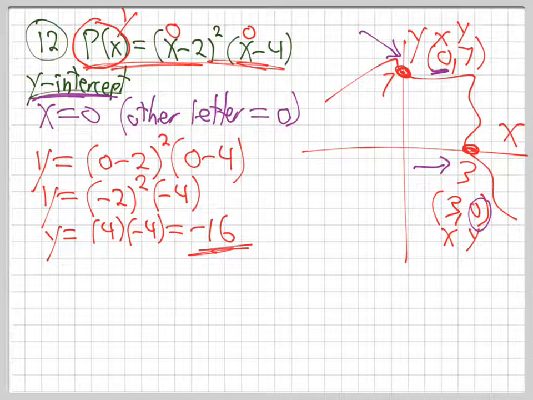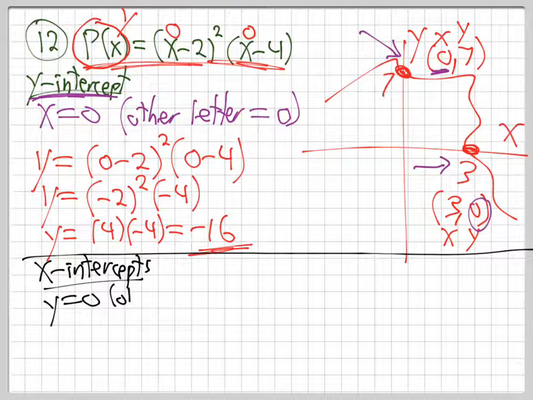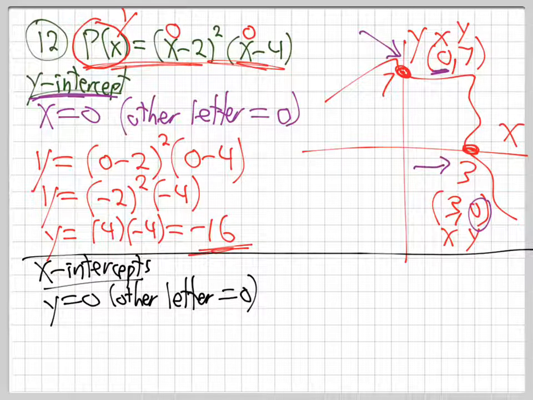Okay, and then the next question is going to ask us for the X-intercept. So that's all part 1. Now part 2 is going to say, find the X-intercepts. Okay, so remember what an intercept means? At an X-intercept, what's going to be 0? Y is going to be 0. Other letter equals 0. Yeah, so at a Y-intercept, X is 0, at an X-intercept, Y is 0. So the other letter is 0.